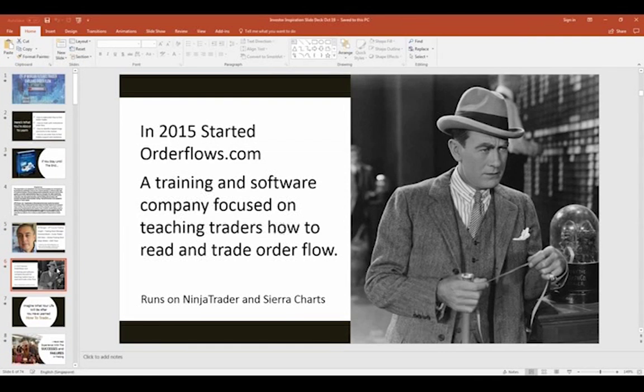There are indicators, some of which I'll talk about in this presentation, to help you with your analysis, to make it easier to read the order flow and understand what you're looking at. It runs on NinjaTrader, and there's also a version for Sierra Chart, but NinjaTrader is the main version that I use in the charts in this presentation.